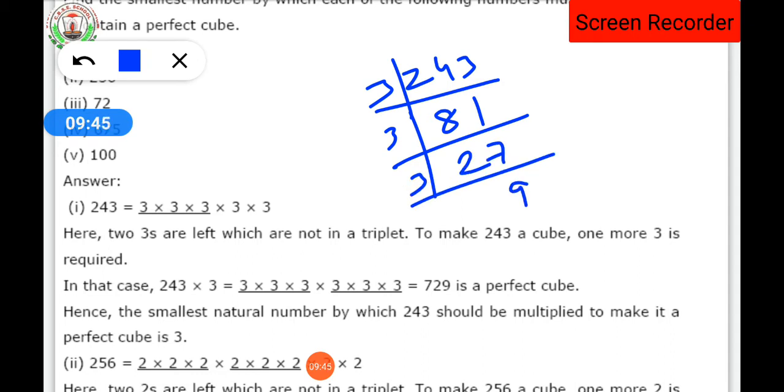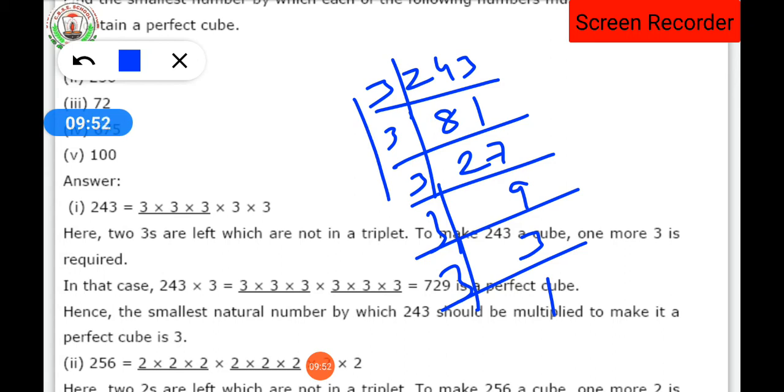Again 3, 9 times, again 3 times, again 3 one time. Now we can see that the factors are these 3 pairs of the numbers, but the last 2 3s do not have the pair.